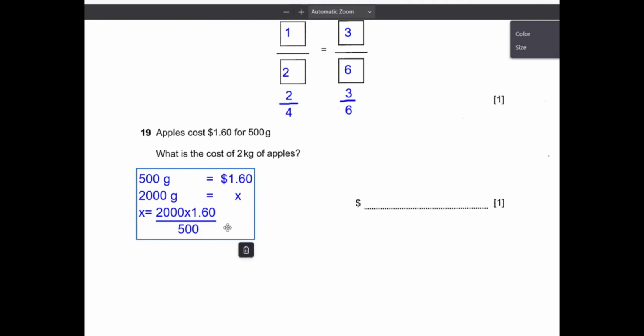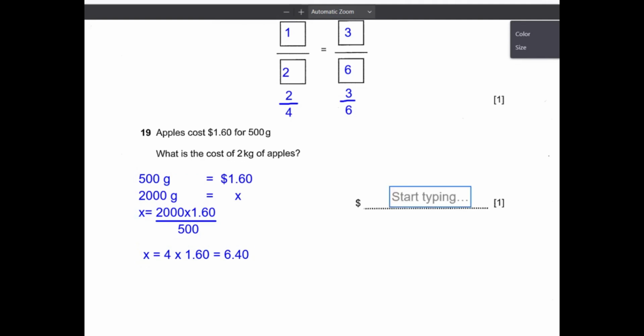20 divided by 5 is equal to 4. Then X will be equal to 4 multiplied by 1.60. And that's equal to 6.4. Then you could say the cost is equal to $6.40.